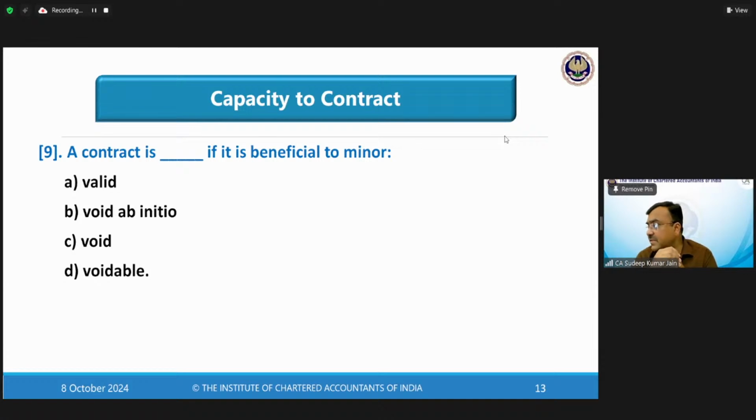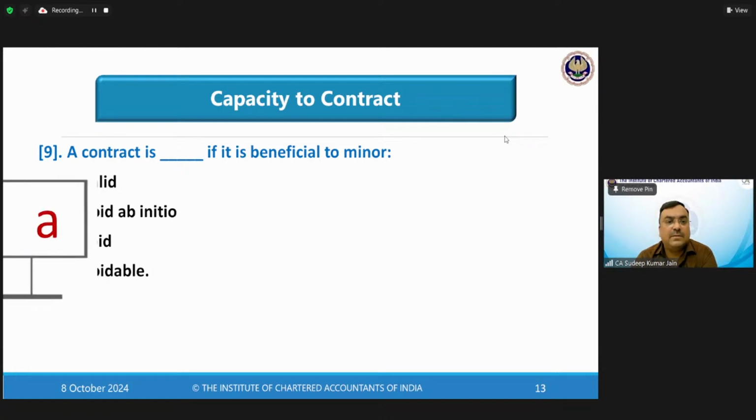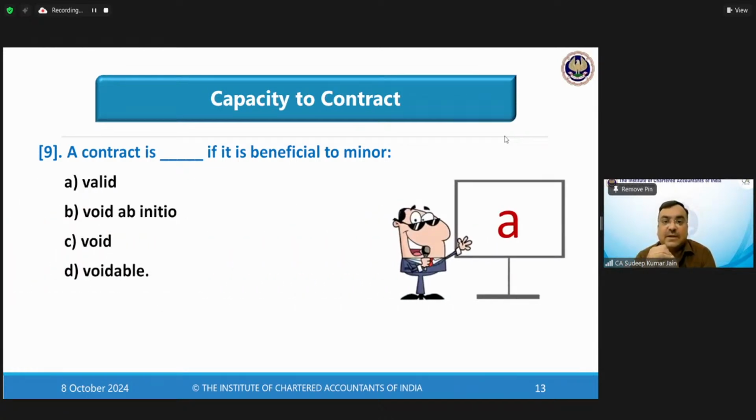Mr. Pawan is saying, sir, section 184 says minor can be appointed as agent. Yes, and on 29th October we will discuss this chapter in details. Okay, so please wait for the 29th. The answer is valid if it is beneficial to the minor.